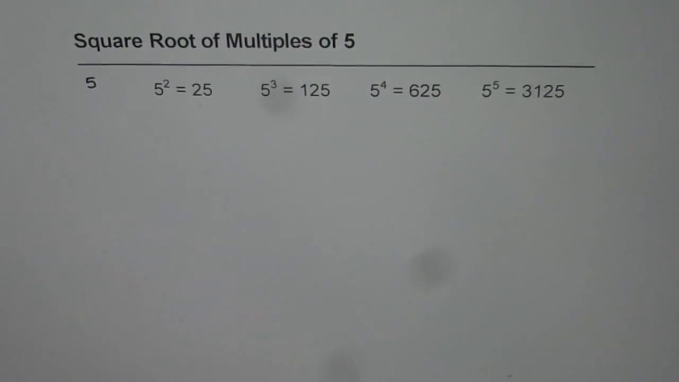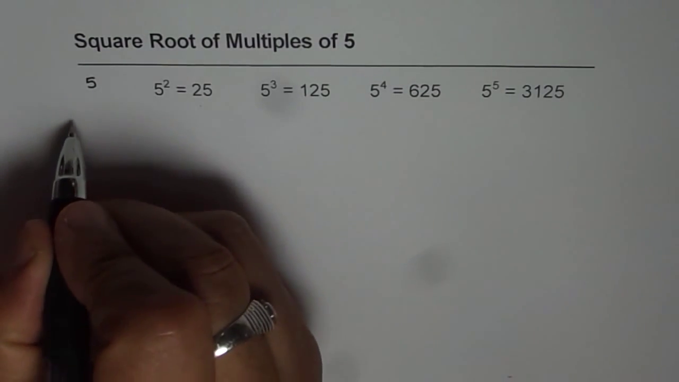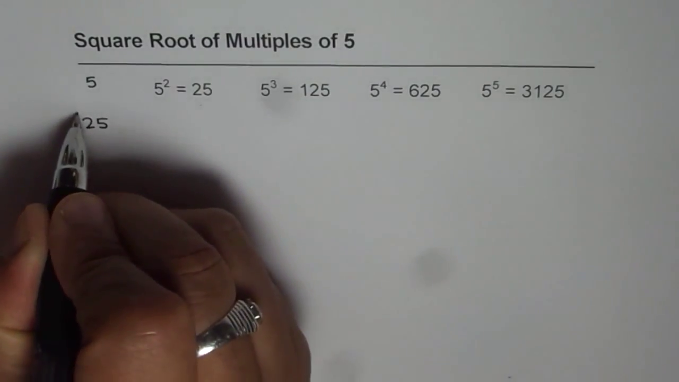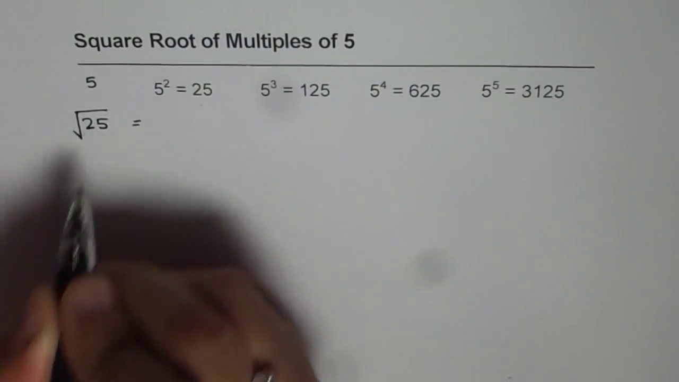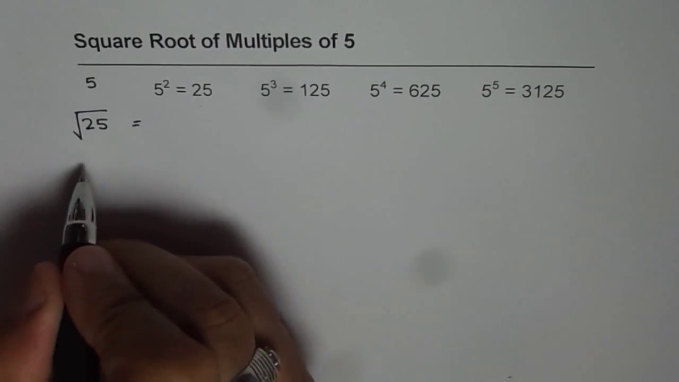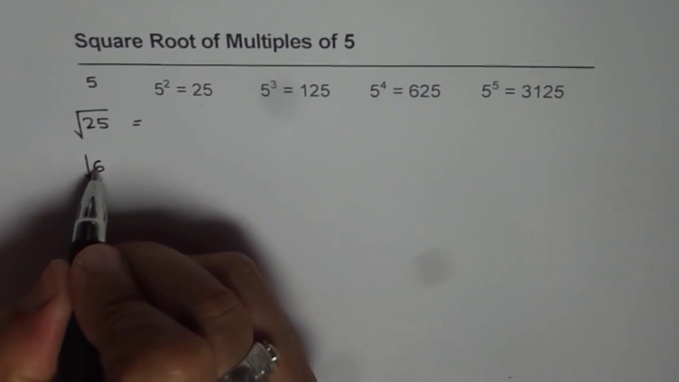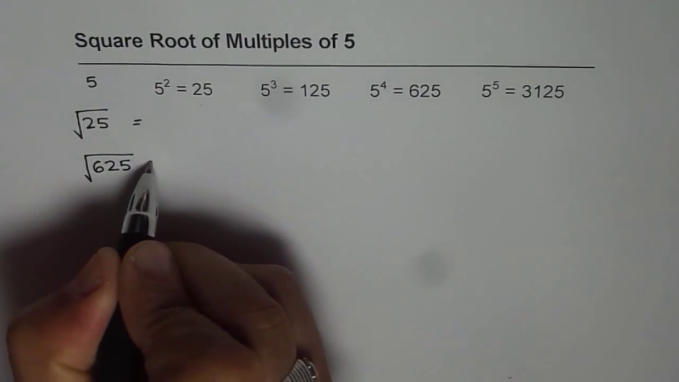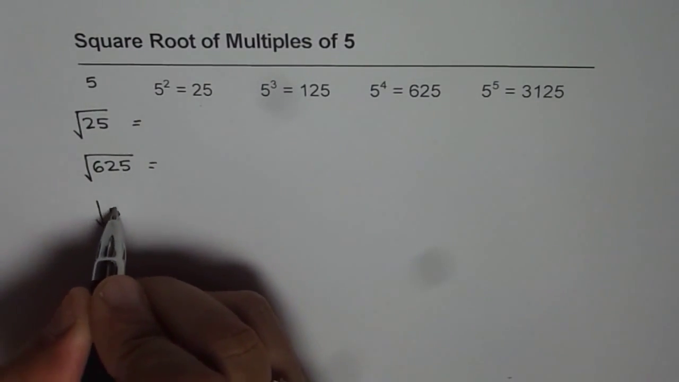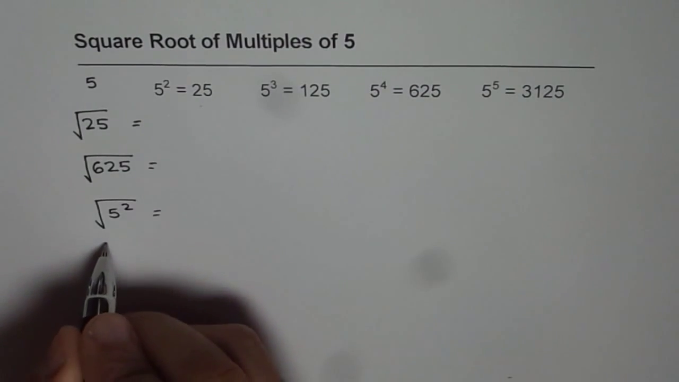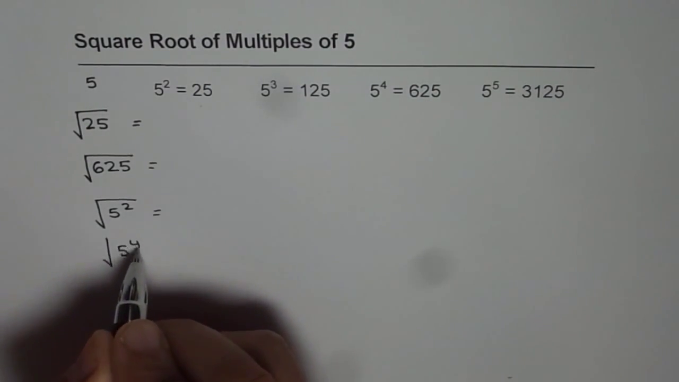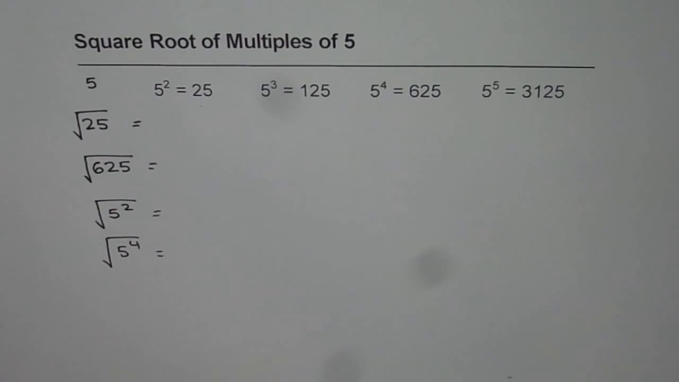So these are some numbers which are there for your reference, and you need to find the square root of 25, for example. So that is an exercise for you. What is the square root of 25? And then what is the square root of 625? Also find the square root of 5 squared and the square root of 5 to the power of 4, right? Once you find your answers, try to correlate them and see what you learn from here.